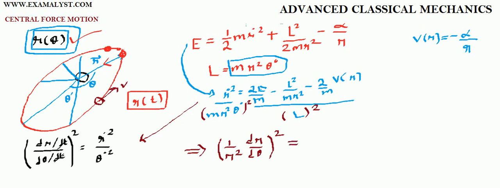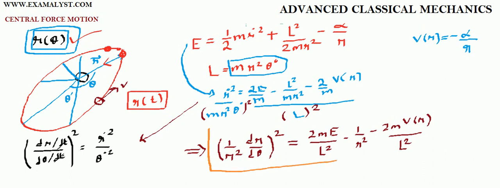That can be written equals to 2mE divided by L square minus 1 divided by r square minus, see, these are small algebraic manipulations that you can do, so I'm just skipping the step. I'm just writing the results: 2m V of r divided by L square. Agreed? So now this becomes our main equation that we need to tackle, this part.